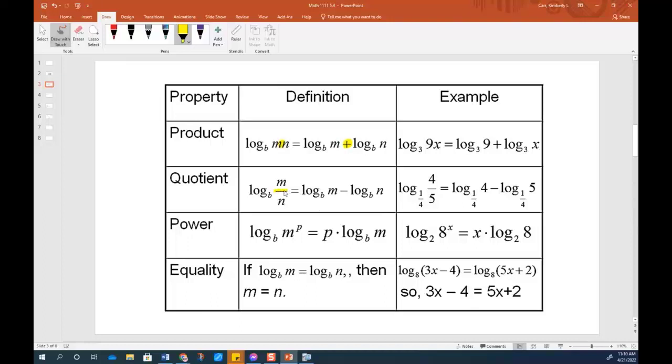Here we have a division symbol. And division becomes subtraction, but you put a log with each section.